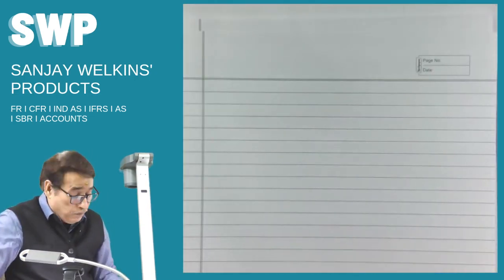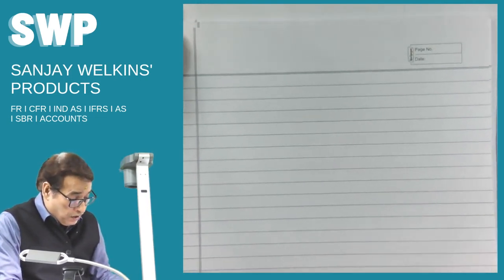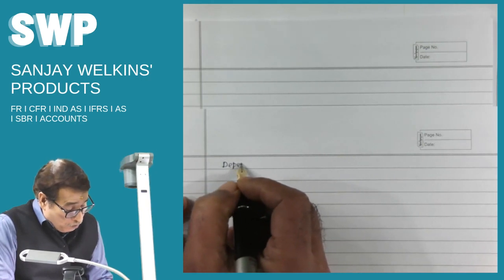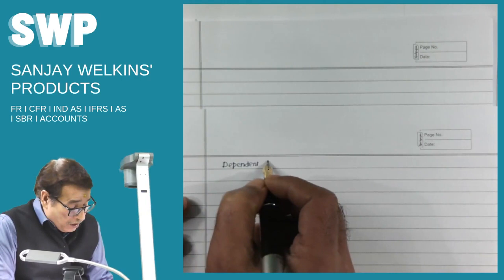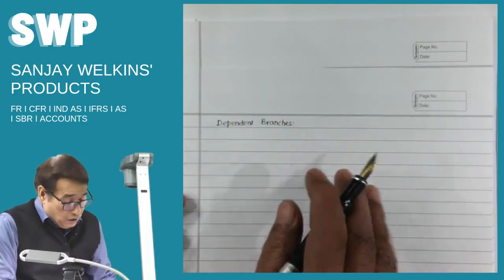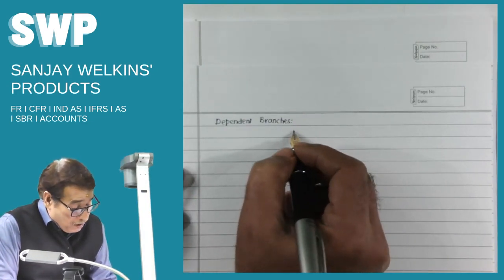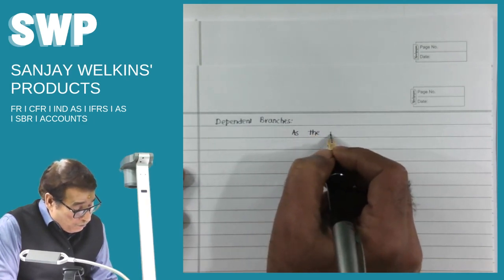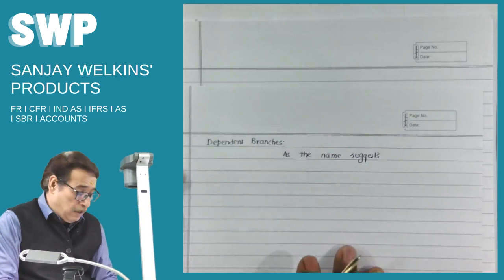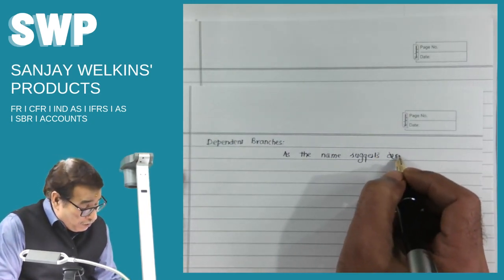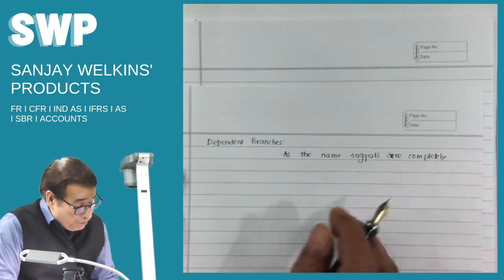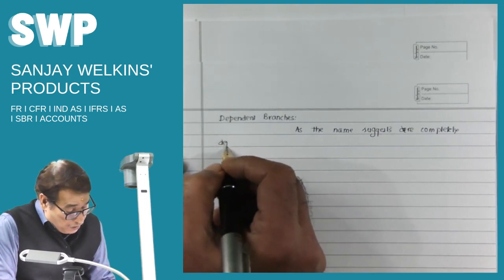Now we will first cover dependent branches. What we mean by dependent branches? When I started off with the chapter in the overview, I did tell you that dependent branches, as the name suggests, are dependent upon the head office. Now you write a little bit about it. Dependent branches, as the name suggests, are completely dependent upon head office.